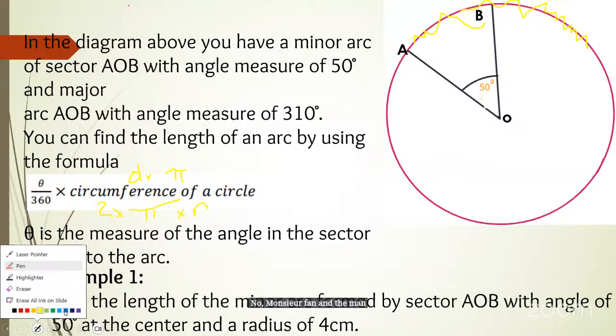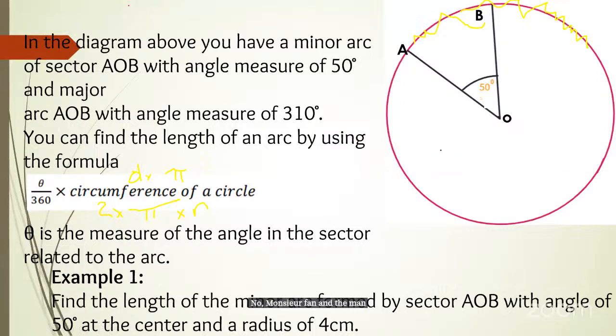Tell me what I'm going to use. I'm going to write it right here. So instead of theta, what should I have? 50. All right, 50 upon 360.